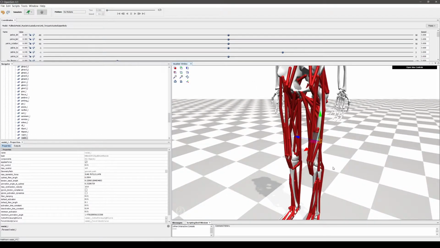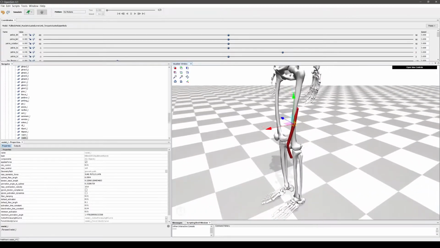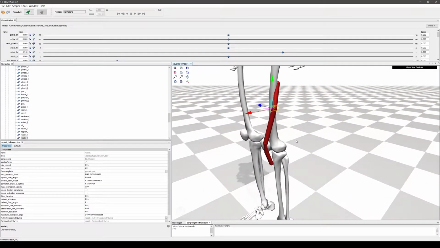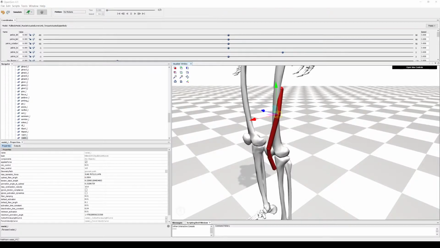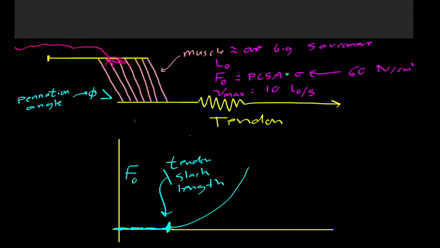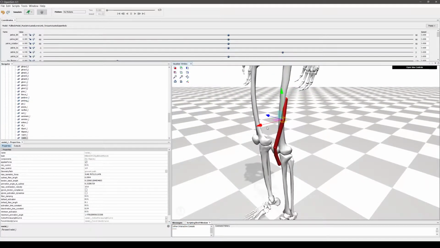I have the left vastus lateralis muscle selected. This one, that red curve right there, is an implementation on a computer of this model right here, just this parallelogram with these different properties and a tendon and a pennation angle. And all of that comes together quite nicely.